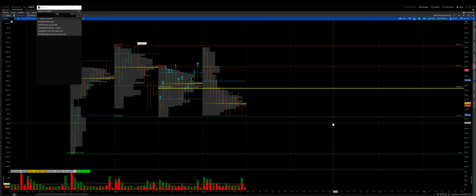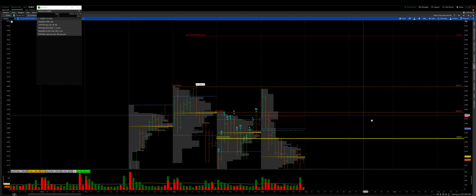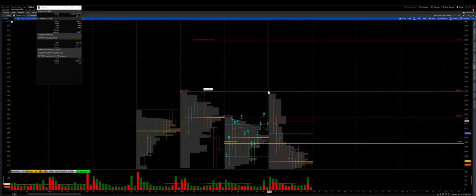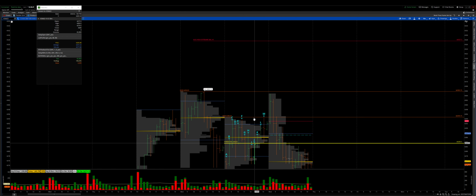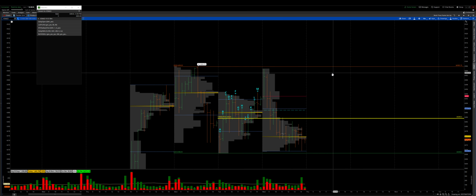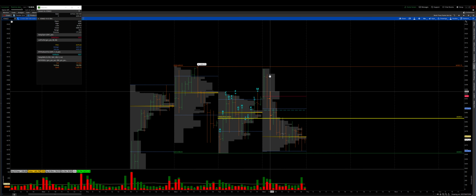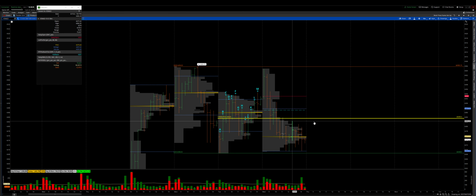So this is what my charts look like on a normal day. You could see here we pushed up against that previous high day, couldn't take it out, or we took out yesterday's high day, but we could not take out this high day here at 43.0575.